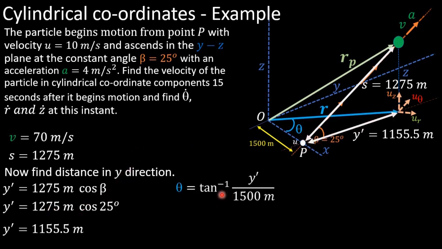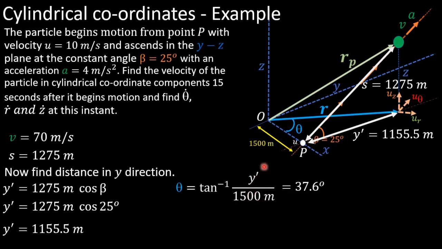And then I can find the angle theta by treating this as the opposite to theta here. We know this side here is 1,500 meters. So that's just trigonometry: theta equals inverse tan of y prime over 1,500 meters, and that will give us 37.6 degrees.